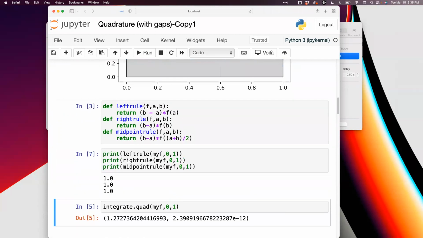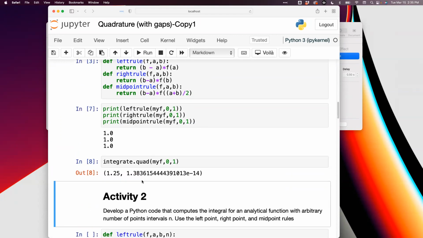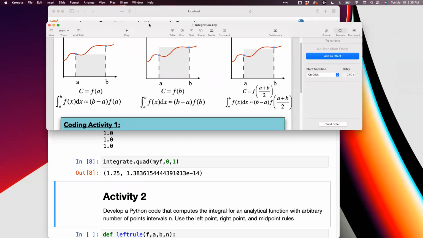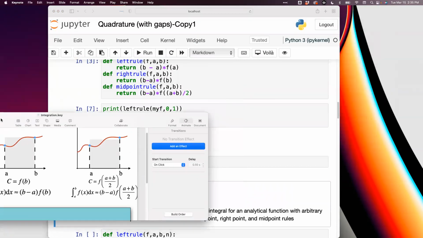We run it again. We got 1, 1, 1, right? Because it just happened that the midpoint was at the bottom, right? So we got 1 by 1. But quad gave us 1.25. Okay? Now we can switch back to the slides, right? And see kind of how we can make this better.